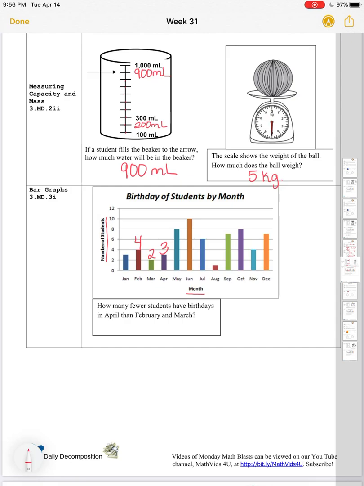So now let's answer that question. How many fewer students had birthdays in April than February and March? So for February and March, we want to add those numbers. 4 plus 2 is 6 students had February and March birthdays. If 3 students had April birthdays, we now want to subtract our 6 minus 3. And so 3 students, there would be 3 fewer students.